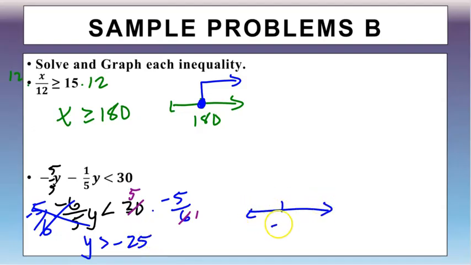We have a point at negative 25. It's an open circle because it cannot equal. Greater than means it goes to the right.